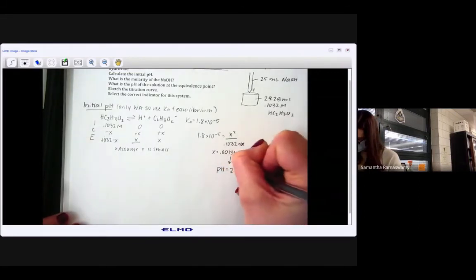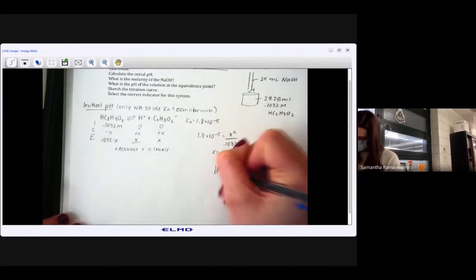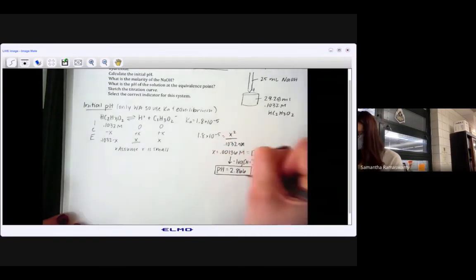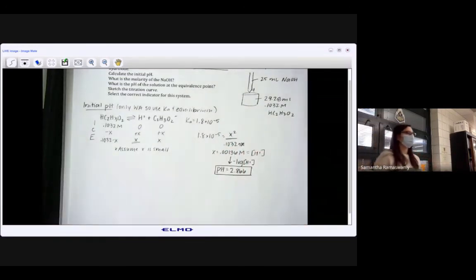2.866. And then you can ask yourself, does that make sense? Does it make sense that the pH of a weak acid is 2.866? Yeah, as long as it's below 7, it's an acidic pH. So the second part of this is, what is the molarity of NaOH?